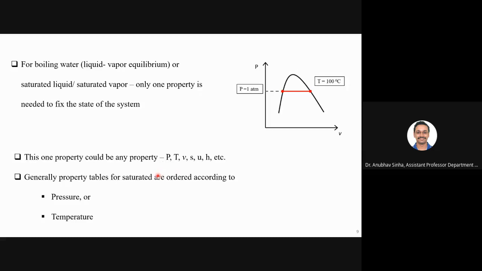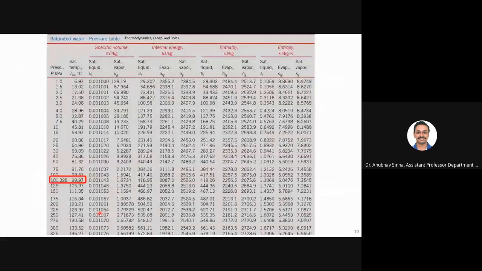But the property tables that we commonly use are based on either pressure or temperature. So these are the most commonly used or easily available properties, and we have property tables based on these. Let me show you how. This is a table for saturated water, and I will be using tables from this book, Cengel and Boles. But you can find this same table in any book. All the standard textbooks have property tables in the appendix.